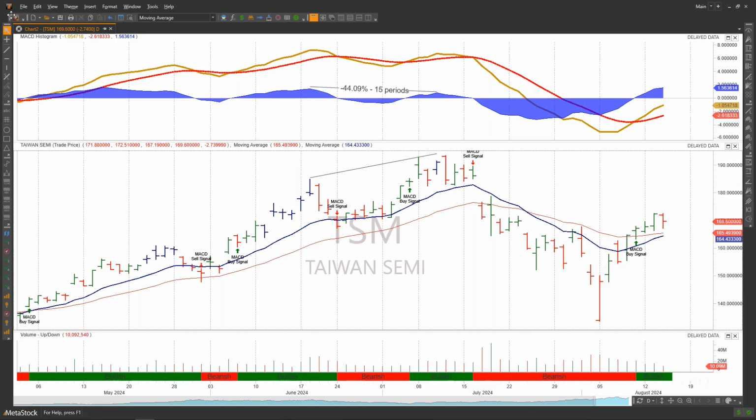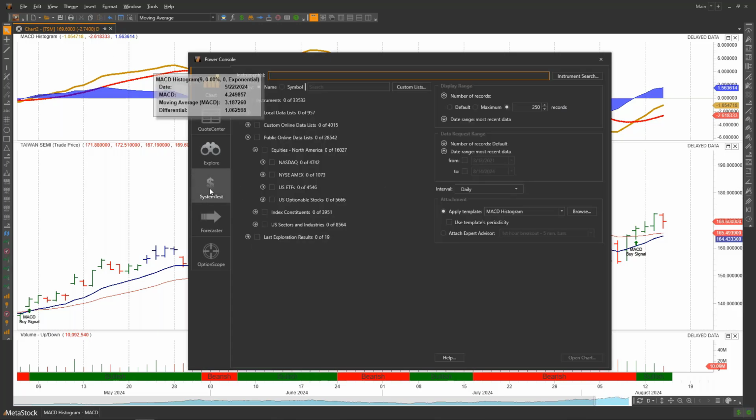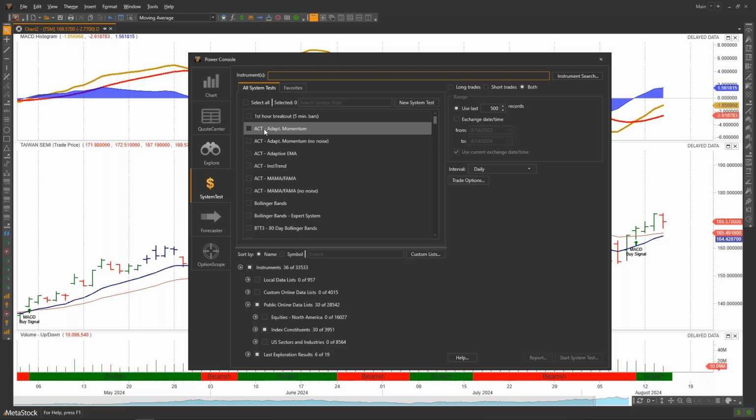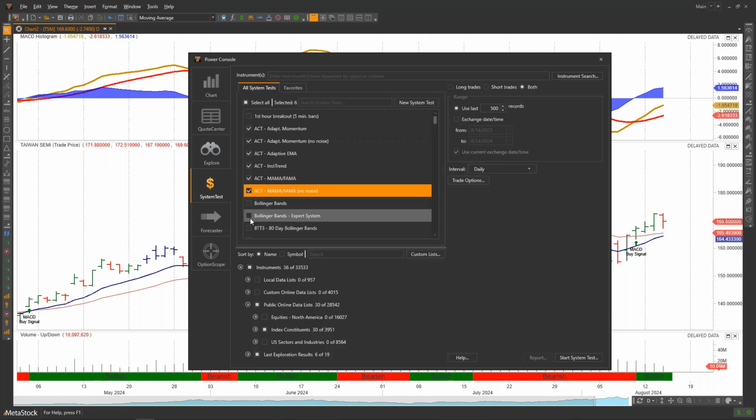I'm going to go ahead and click on the Tower Console right here. And I'm going to go to the system tester, which is what we call our system tester. We're very creative in our naming conventions. But what I'm going to do is select, do I have some favorites already set up? Not in here. Okay, I'm going to set up just some systems.